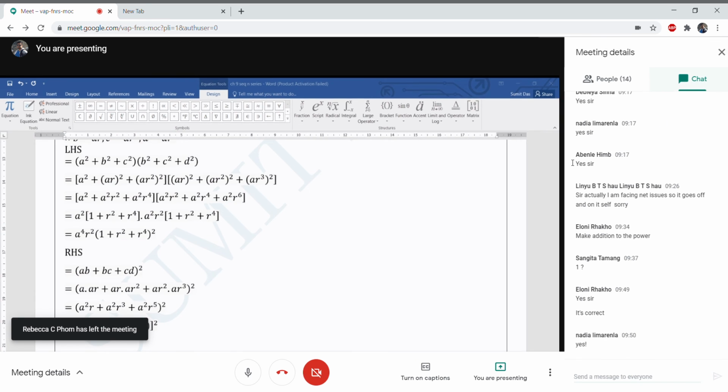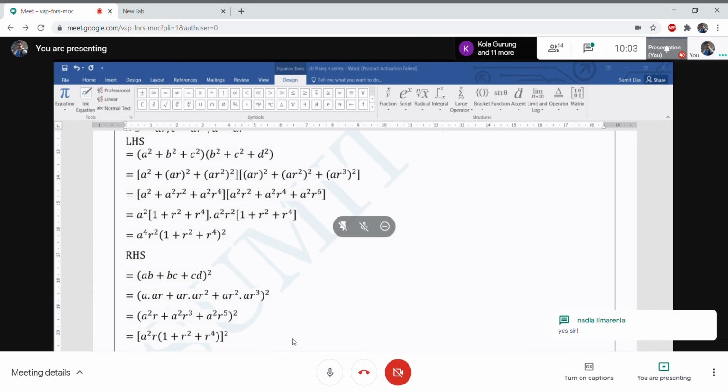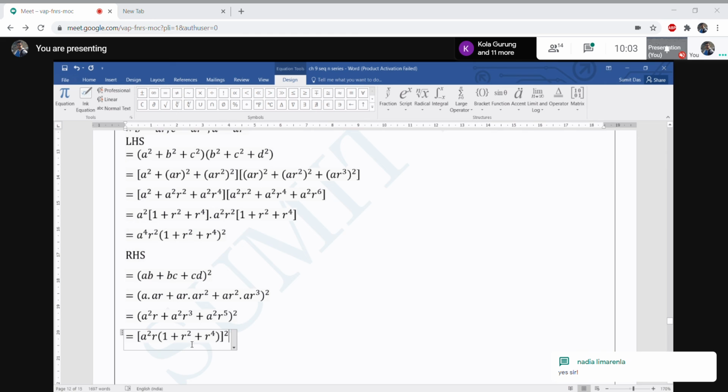Inside the bracket, I'm taking common r square. So it will be 1 plus r square plus r to the power 4. Now outside the whole square is there, so it will be whole square. So it will be a square to the power square, so it will be a to the power 4 r to the power 2 a square, and inside the bracket 1 plus r square plus r to the power 4 whole square.